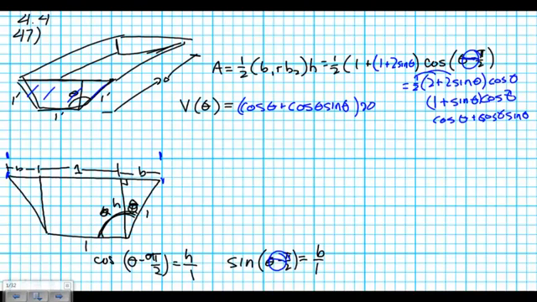So now we've got the volume as a function of theta. Now we're ready to say, how do we maximize that volume? In order to get that, the derivative of cosine theta is going to be negative sine theta. And now we've got a product, so we use the product rule: the first half times the derivative of the second, plus the second times the derivative of the first.